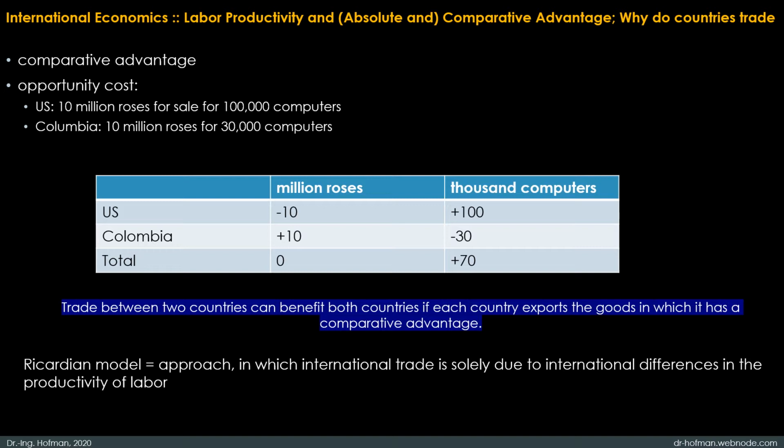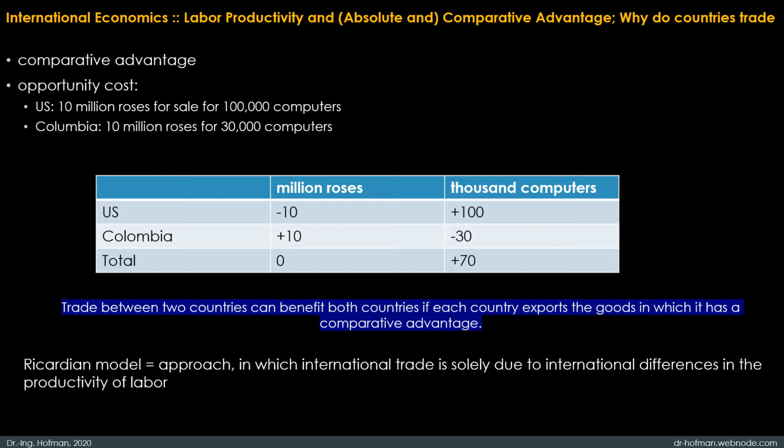In this example, Colombia has a comparative advantage in winter roses and the United States has a comparative advantage in computers. The standard of living can be increased in both places if Colombia produces roses for the US market, while the US produces computers for the Colombian market. We therefore have an essential insight about comparative advantage and international trade. Trade between two countries can benefit both countries if each country exports the goods in which it has a comparative advantage.